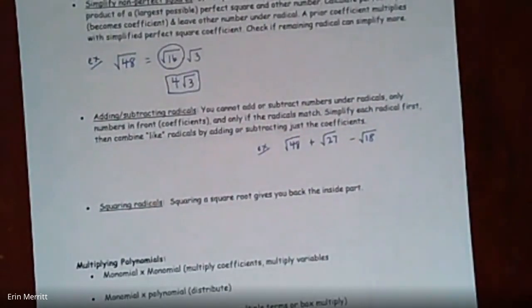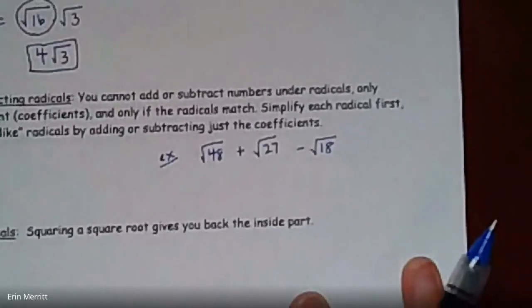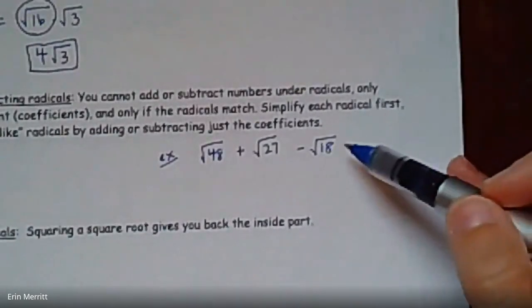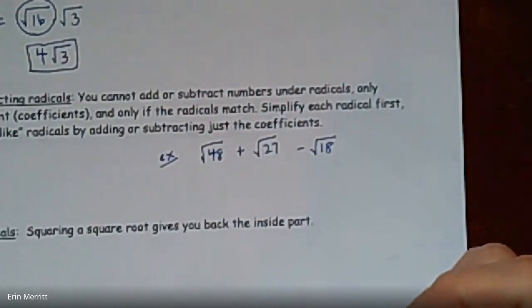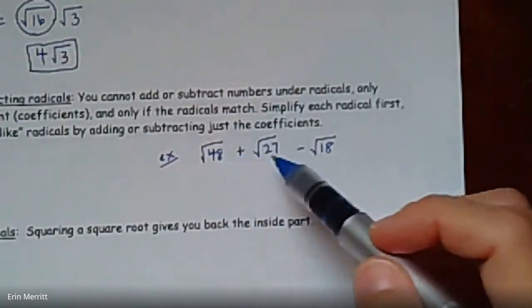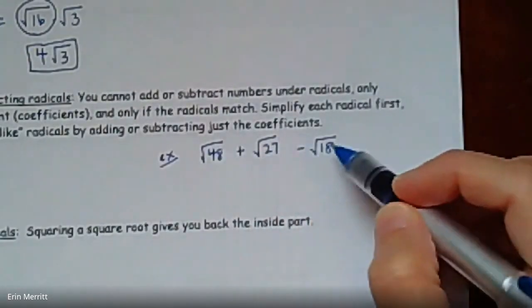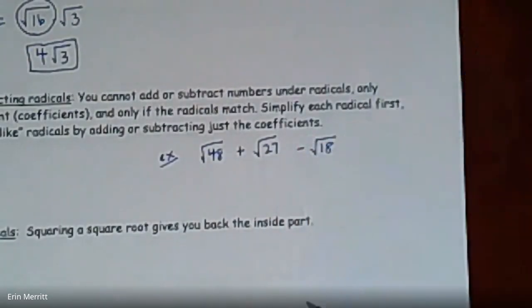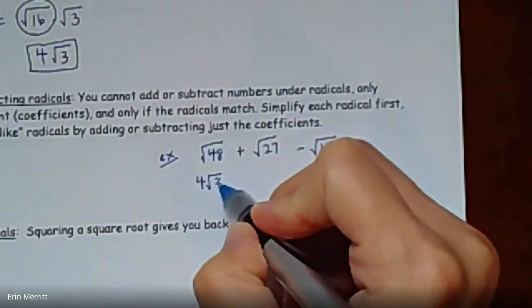Extending on that same type of question, now if you're doing operations with radicals, you have to have the same radicand first, or the same number underneath the radical, to be able to do it. So you can't just add 48, 27, and then subtract 18. Instead, you have to simplify, simplify, simplify, and then look to see if you can combine. Since we just did that one, we know that's going to be 4 radical 3.